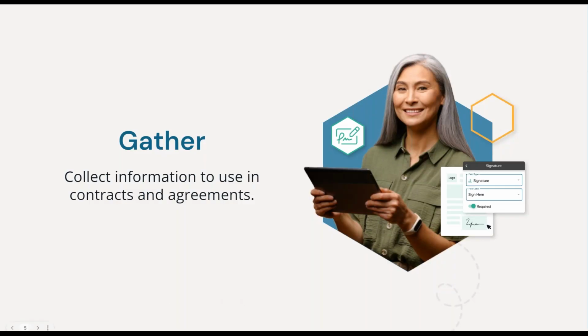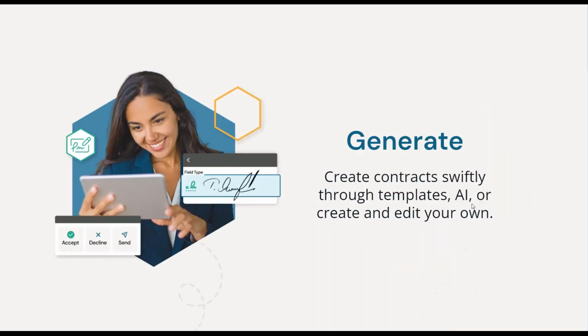So in the gather stage, you can collect information to incorporate into contracts and agreements. You can have clients submit information and documents from easy to use forms, or you can pull information from systems or databases that you use. In our generate stage, you can create contracts through pre-built templates of the contracts that you use the most. You can create them on the fly with AI, or you can create and edit your own in our document editor.